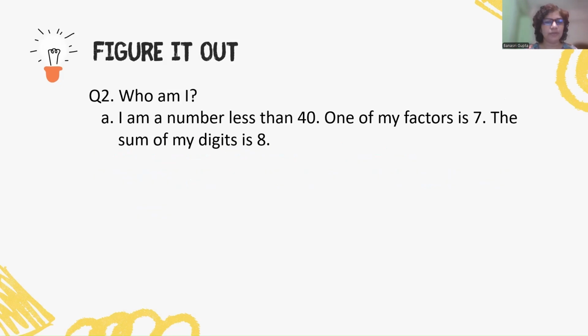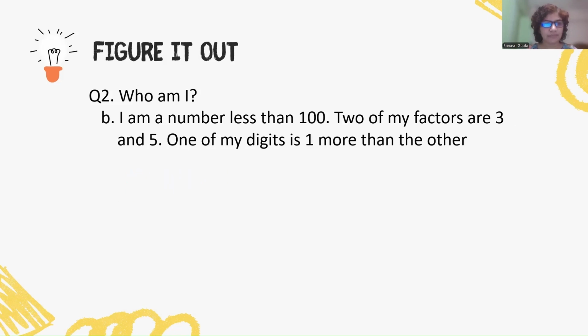Next problem. Who am I? I am a number less than 40. One of my factors is 7 and the sum of my digits is 8. So the numbers which are less than 40 and also are multiples of 7 are these numbers. All these multiples have a factor of 7. So these satisfy the first two conditions. Now, which of these numbers have the sum of the digits as 8? That is 35. So the answer is 35.